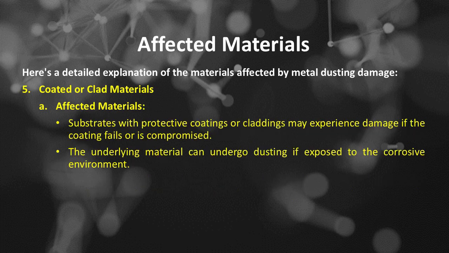Number 5 of materials affected by metal dusting damage is coated or clad materials. Affected materials: substrates with protective coatings or claddings may experience damage if the coating fails or is compromised, and then the underlying material can undergo dusting if exposed to the corrosive environment.